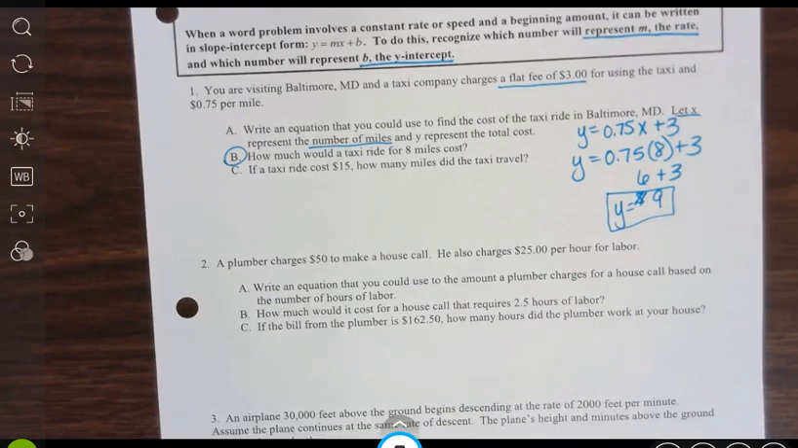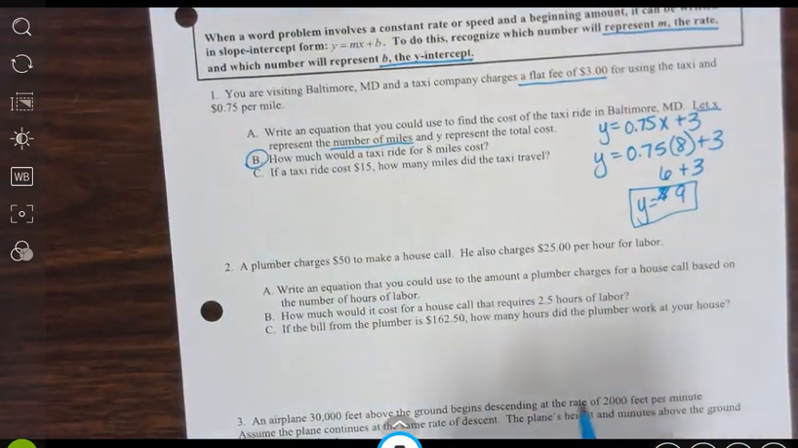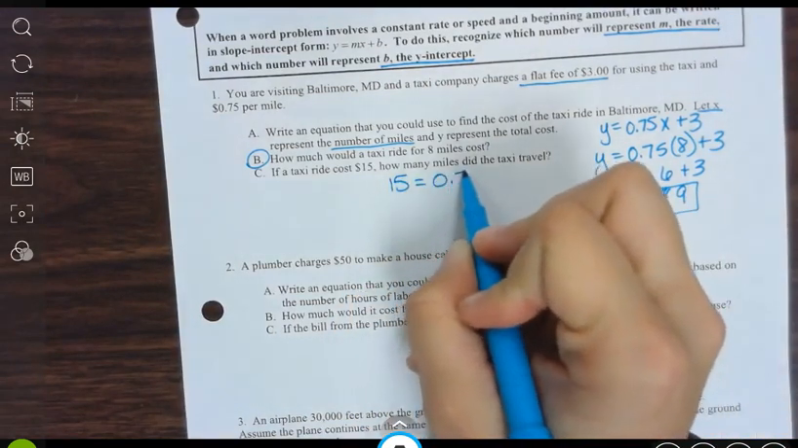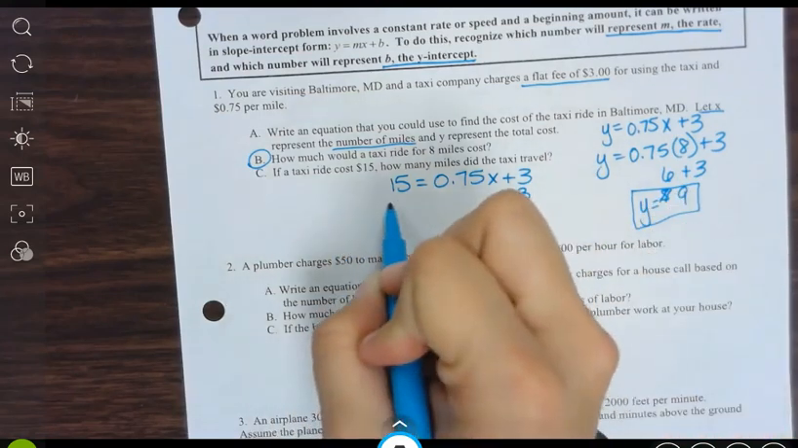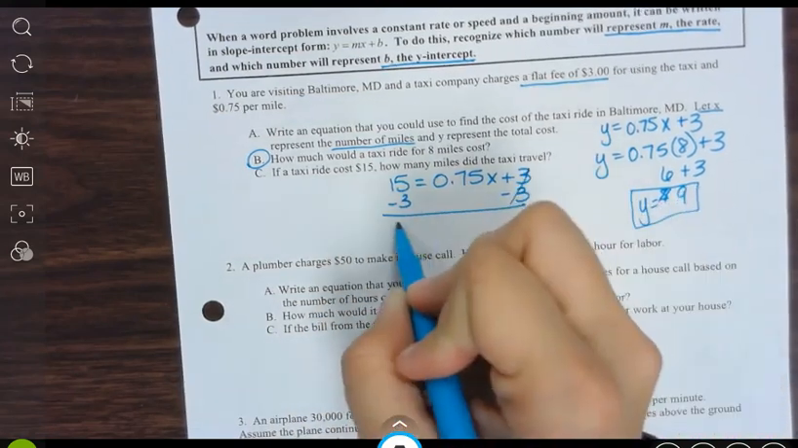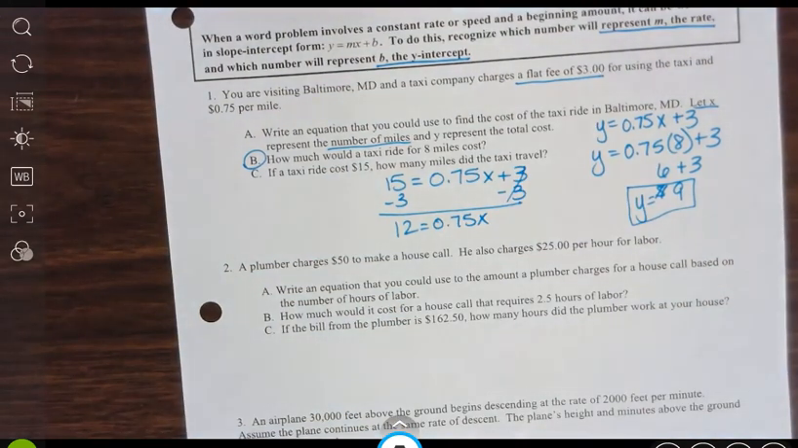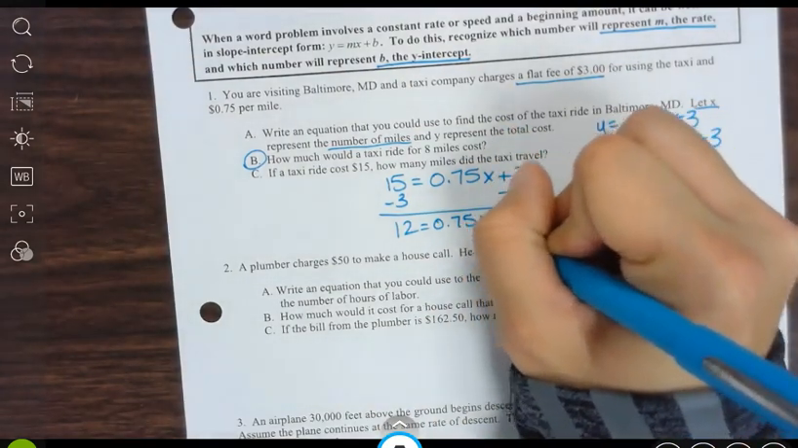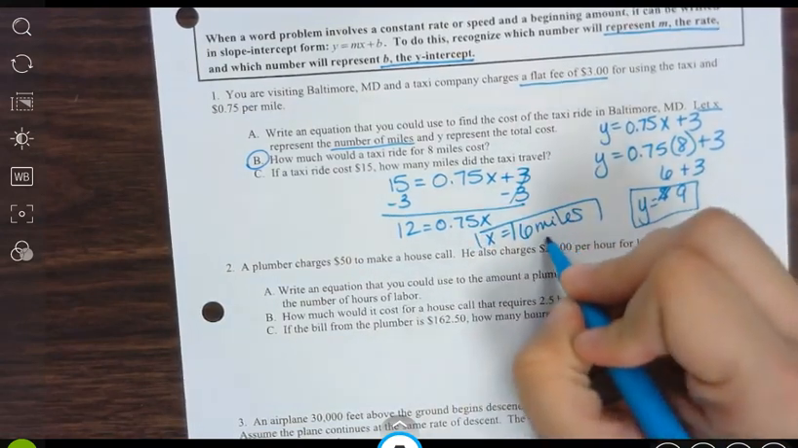Then for C it says if a taxi ride costs $15 total, how many miles did they travel? So 15 is our total cost, so that was our y value. So you have to plug that in for y and solve for x. So we subtract the 3 over, we get 12 equals 0.75 times x. So 12 divided by 75 cents, x equals 16 miles.